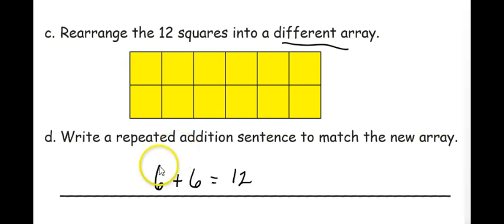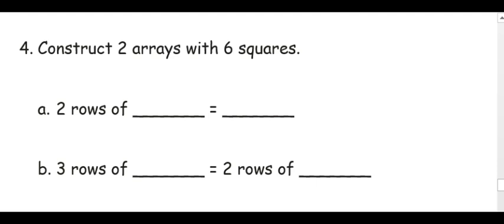In the last section, we're given clues on how to construct specific arrays. For example, in question 4, it says to construct 2 arrays with 6 squares. The first array must have 2 rows. Well, I know if I have 2 rows and I have to have 6 squares altogether, there must be 3 tiles in each row, because 3 plus 3 is 6. So 2 rows of 3 equals 6.